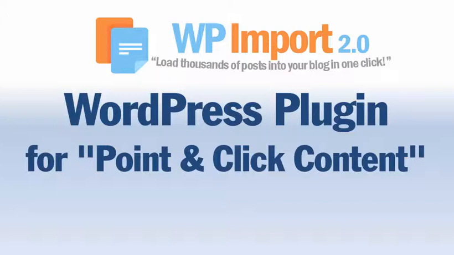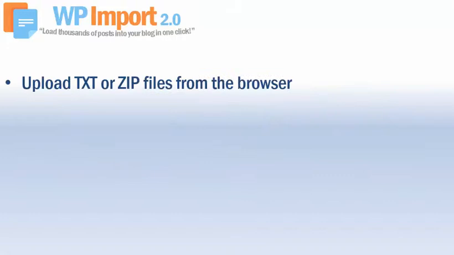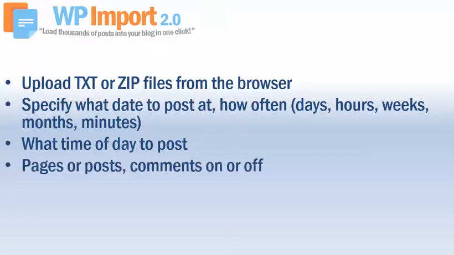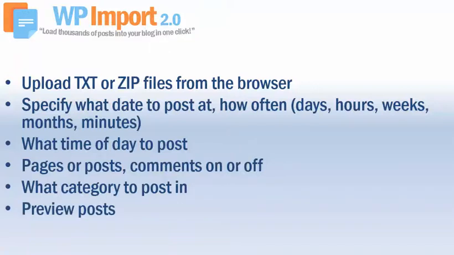You can load thousands of posts into your blog in one click. Upload text or zip files from the browser and then specify what date to post those articles and how often, whether you want to space them out over days, hours, weeks, months, or even just minutes. Choose what time of day to post, the exact same time in the morning or randomly in a certain time range in the evening. You can put this content on as pages, posts, drafts, have comments on or off, choose what category to post in, preview your posts, and more.